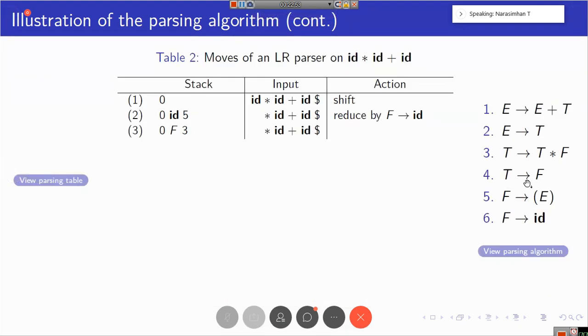E gives F. So you need to pop two symbols. F means the right hand side has just one symbol, so you need to pop two symbols. So F and 3 will be popped.